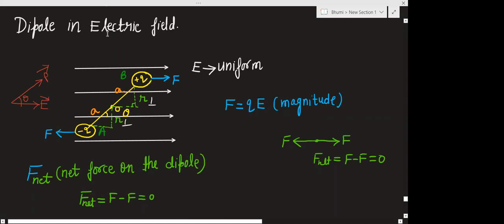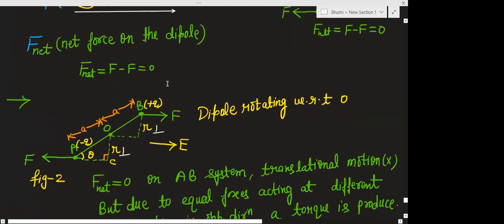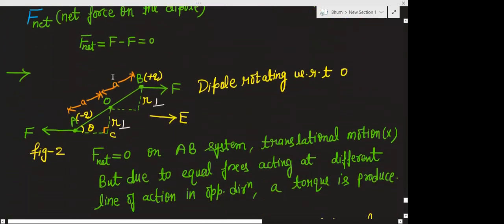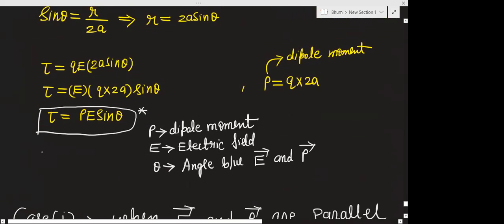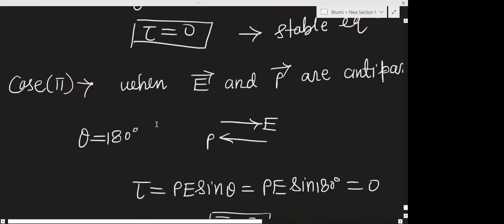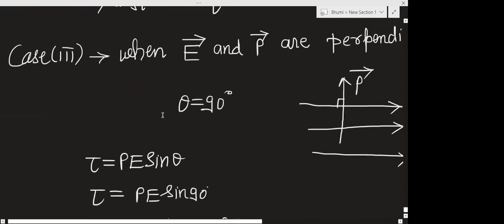When you place the dipole in the electric field, a torque will be generated, and tau here is the torque. That torque is given by P E sine theta. And now after that we have three cases: 90 degree, 180 degree, 0 degree.